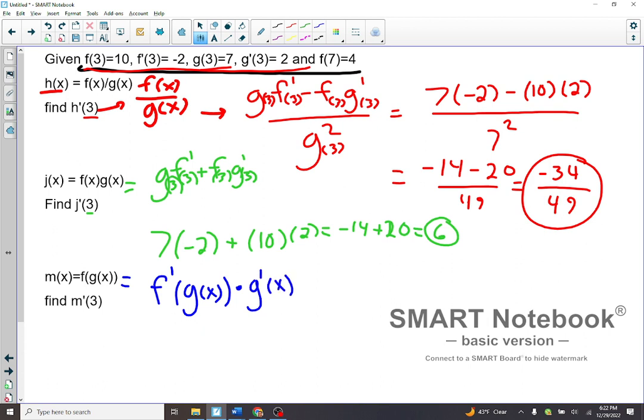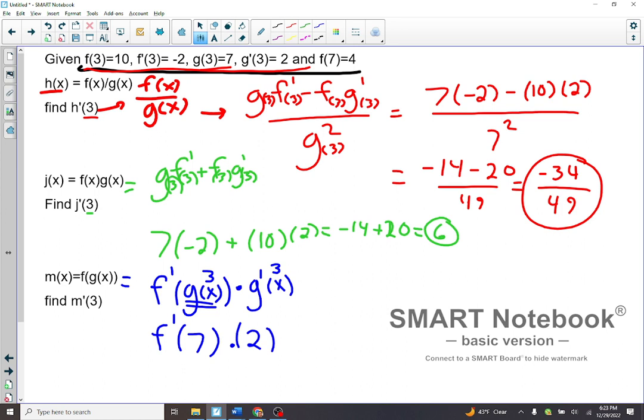Now what's really important here, the 3 only shows up inside this g. And the 3 shows up here also, I should say. But it's not showing up in the f prime. So when I get g of 3, I realize that should be a 7. So I have f prime of 7, because g of 3 is 7, times g prime of 3. We know g prime of 3 is 2.